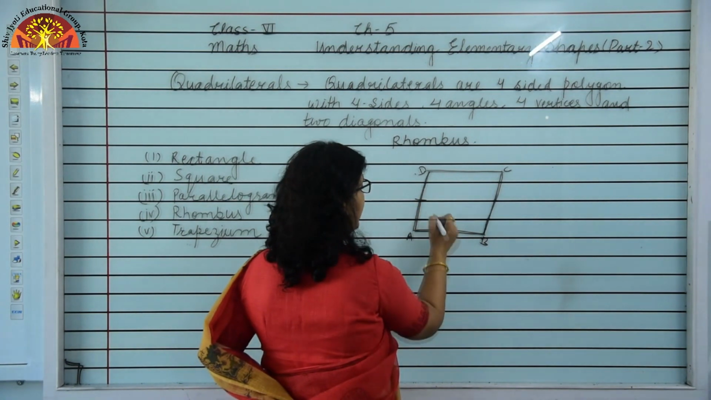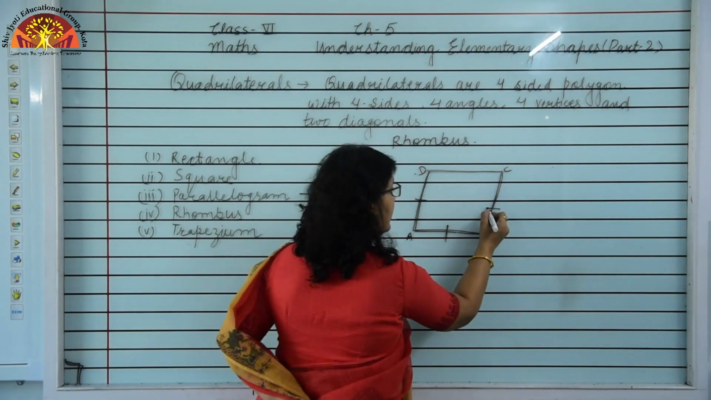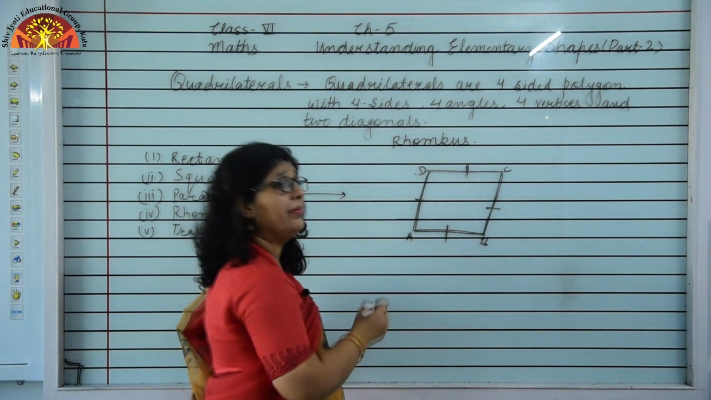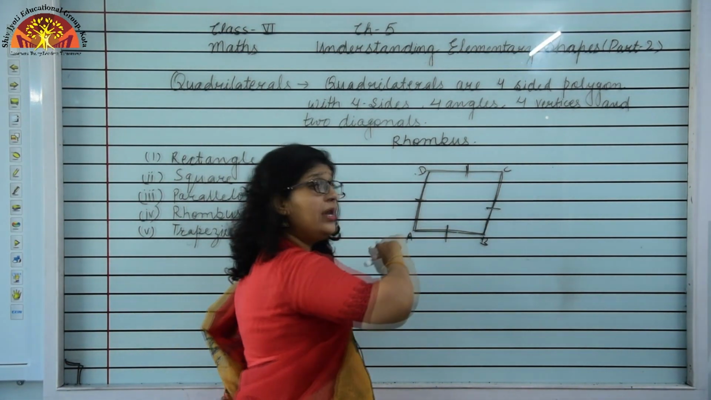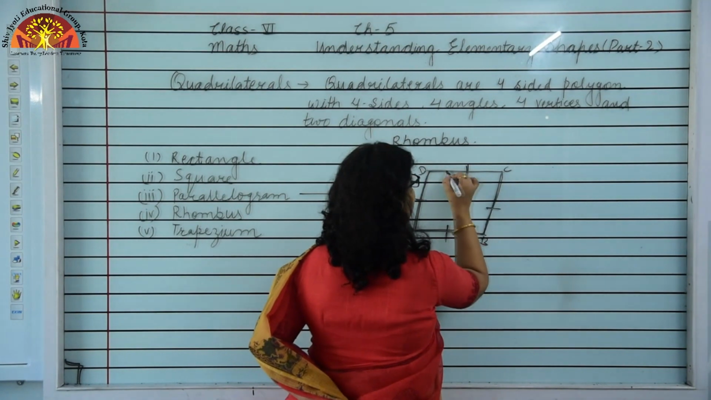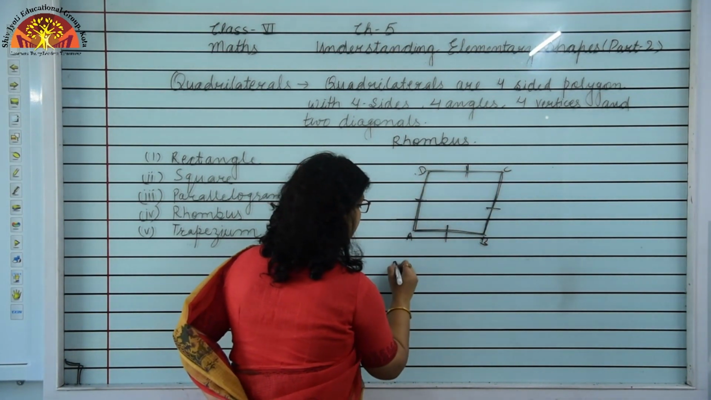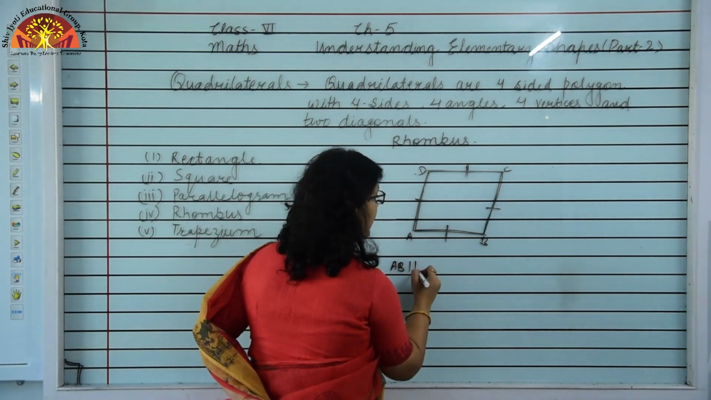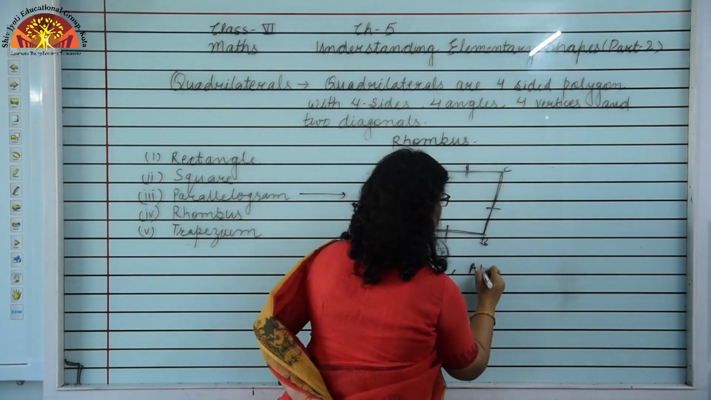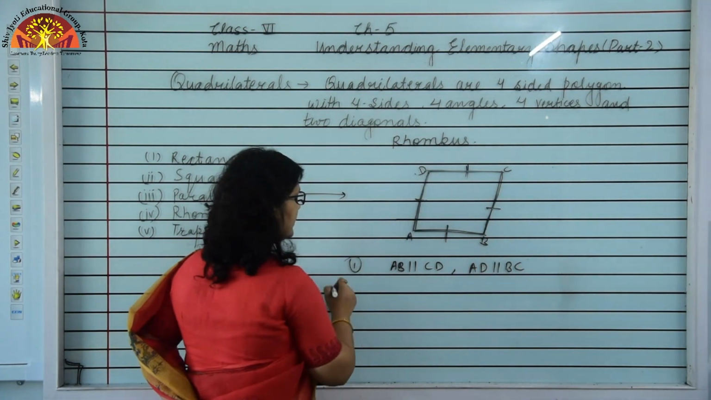Understood? Means ये side इस side के equal है, ये side और ये side equal है, ये side और ये side equal है, ये side and ये side equal है. It means all sides are equal in rhombus and opposite sides are parallel and equal. Understood? So in rhombus, AB is parallel to CD and AD is parallel to BC. This is the first characteristic.